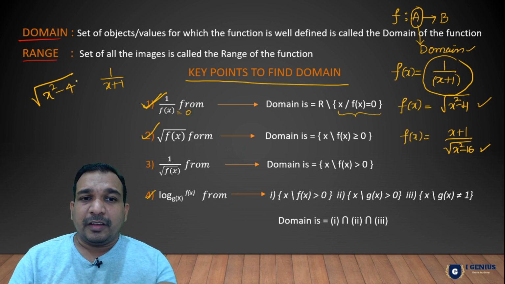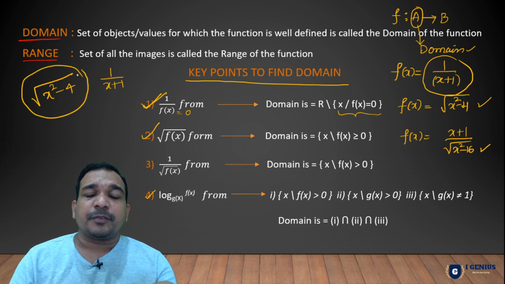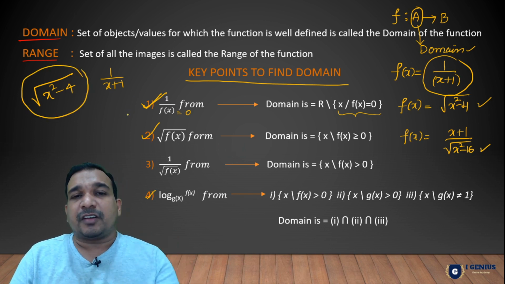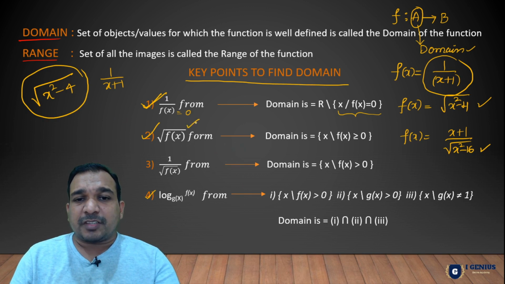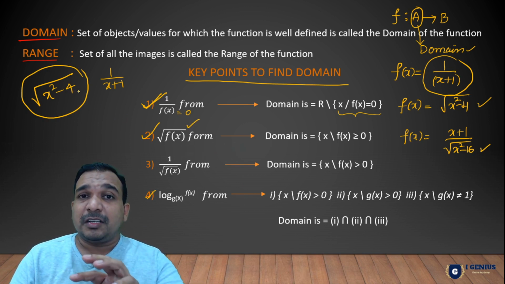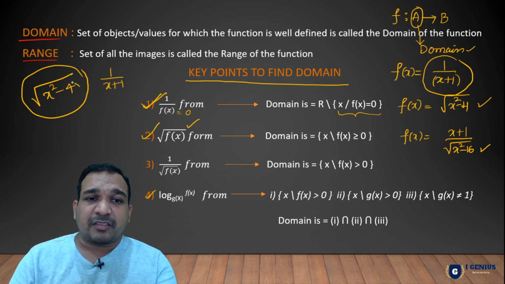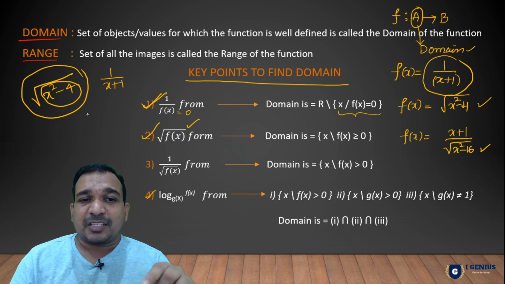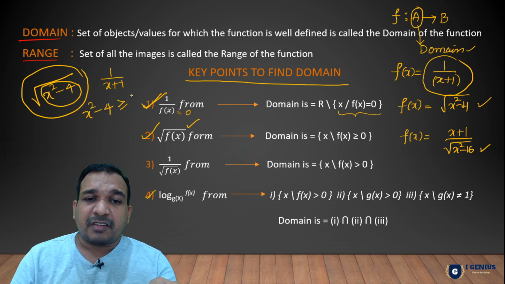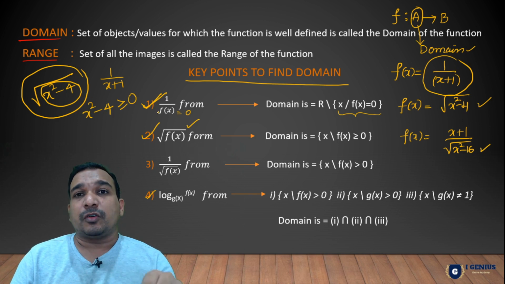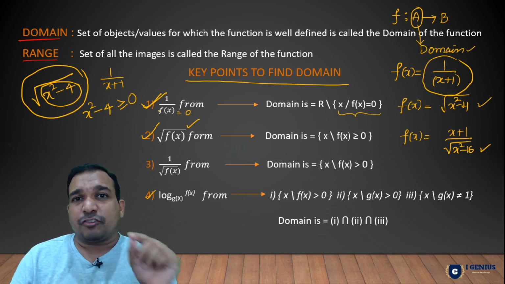Okay, so you are asked to find the domain of this particular function, square root of x square minus 4. When a question comes like this, what should we do? Directly, whatever function is given inside the square root must always be greater than or equal to 0. So we should take x square minus 4 greater than or equal to 0.